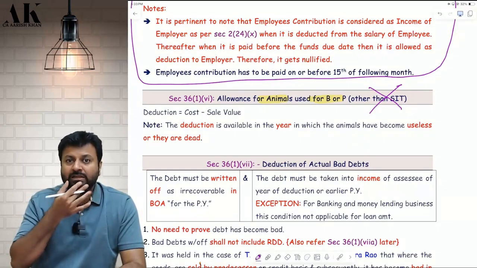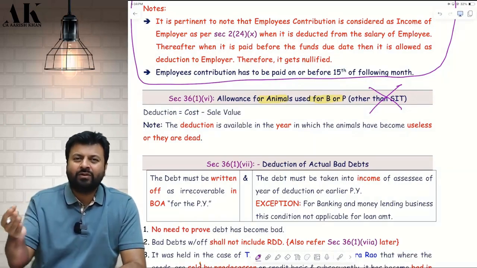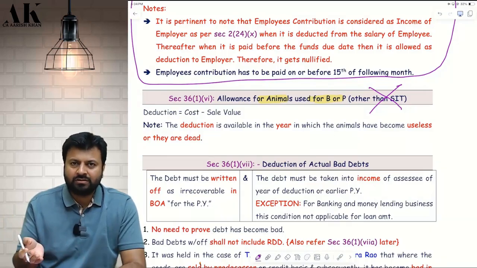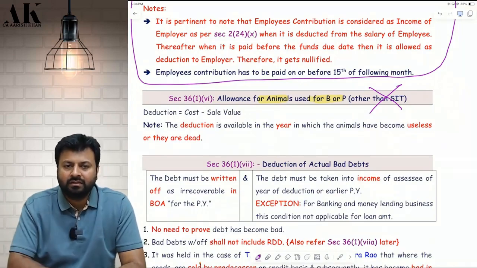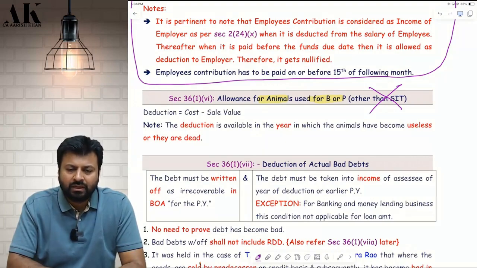If I am a dealer in animals, I buy and sell animals. Then whatever animal I buy will be considered my what? Purchase cost or not? Yes or no? Stock, yes sir, as purchase stock. And I will get the deduction.